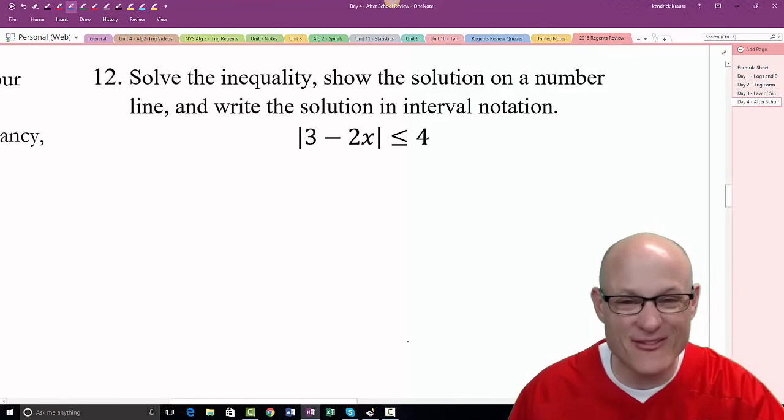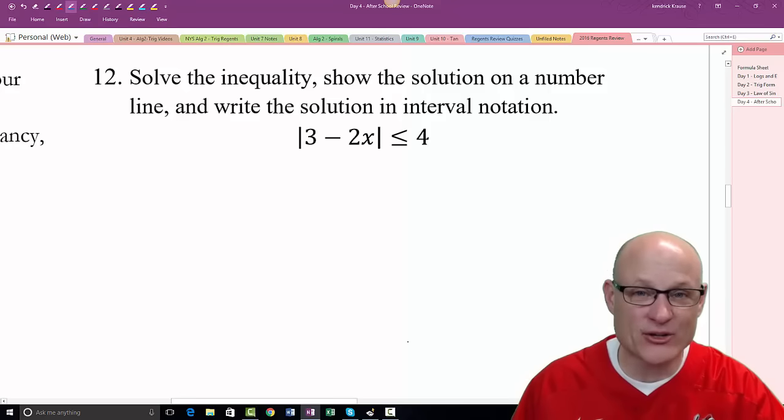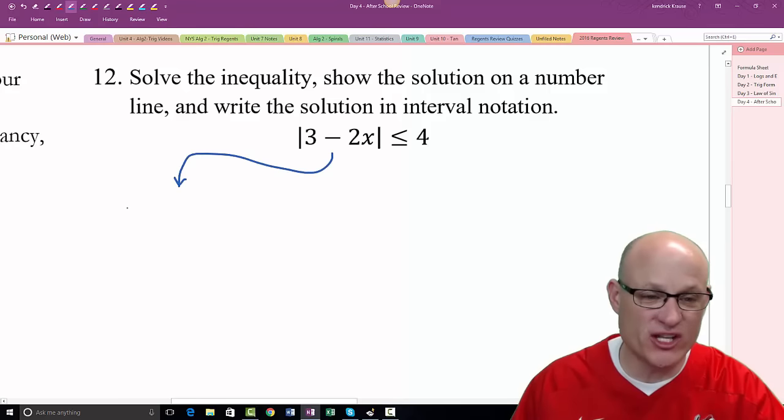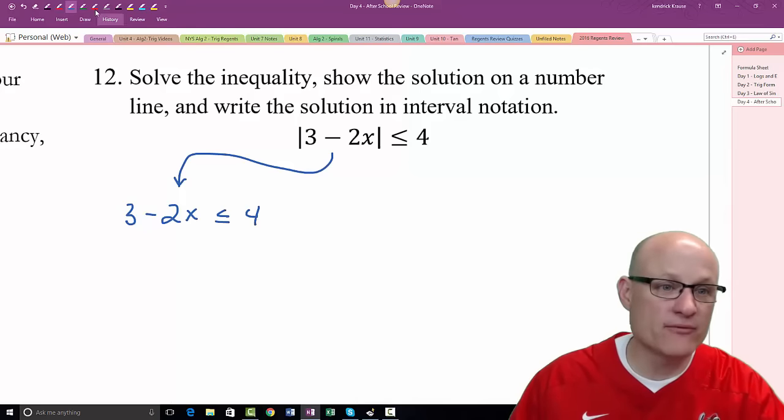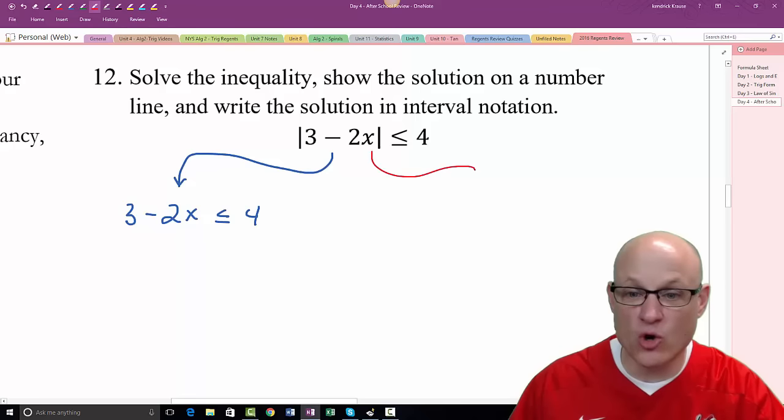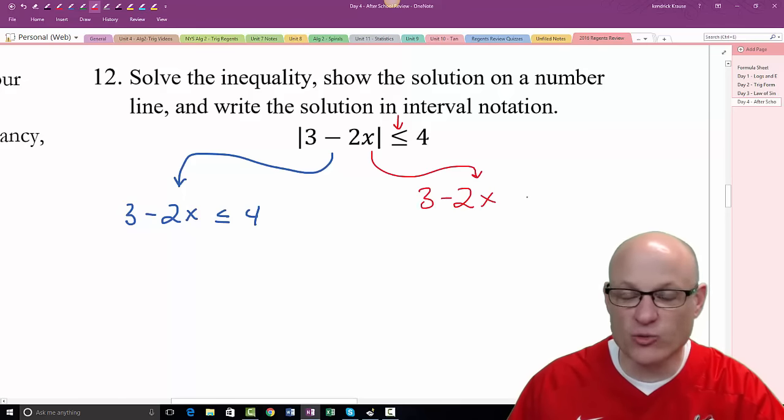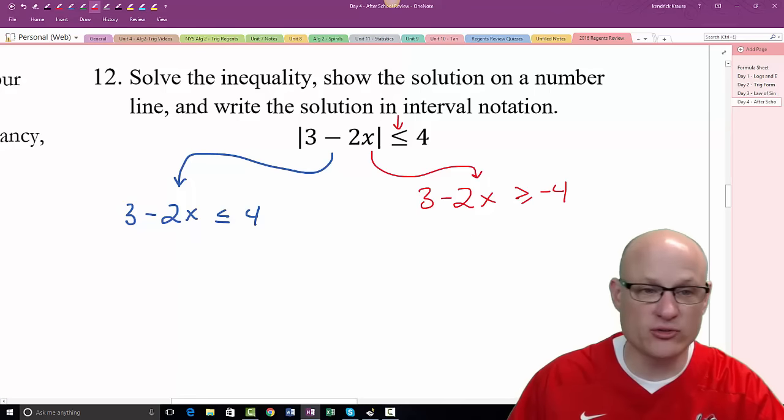Last problem. All right, so now these are absolute value inequalities. They're kind of done the same way. You're going to write the original, no change to the left side, no change to the right side. But for the other one, you're going to only change the right side. So it's 3 minus 2x. Now we're going to switch everything else. The left side never gets changed, but the right side is going to switch. Greater than or equal to negative 4.